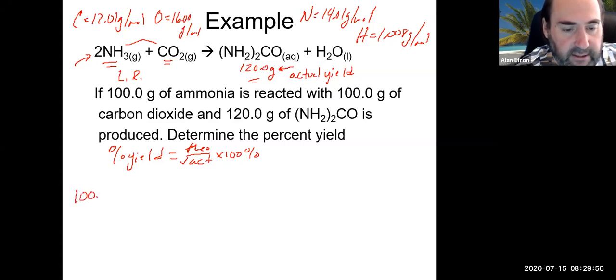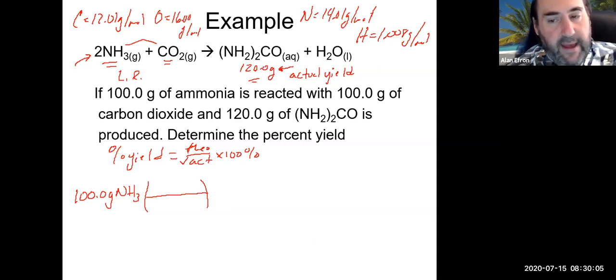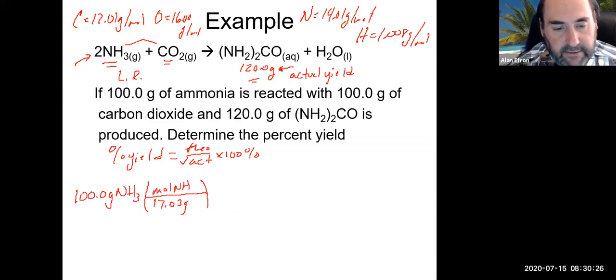So we have 100 grams of ammonia. In order to do that right, we need to go to the periodic table and calculate the molar mass of ammonia. So that's 1 nitrogen at 14.01 plus 3 hydrogens at 1.008 gives us 17.03 grams per mole. The 17.03 will go on the bottom so that the grams cancel. And that's going to get us 5.872, we'll call it.